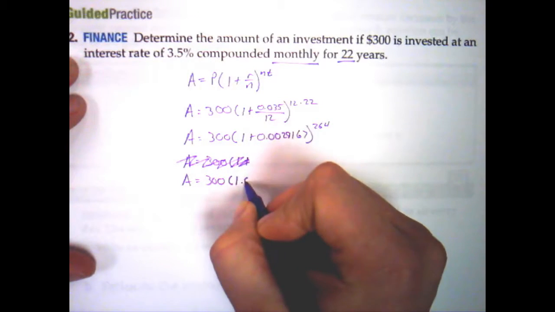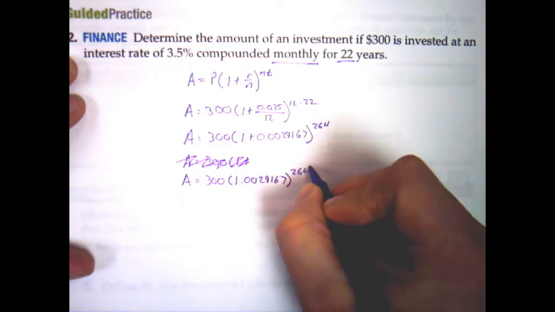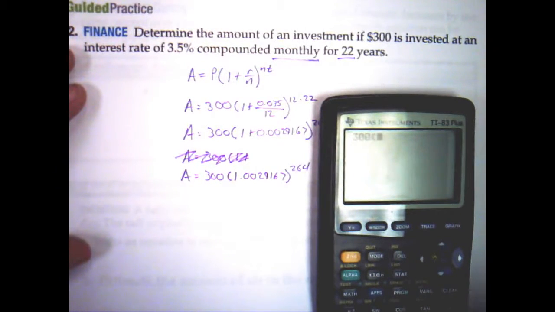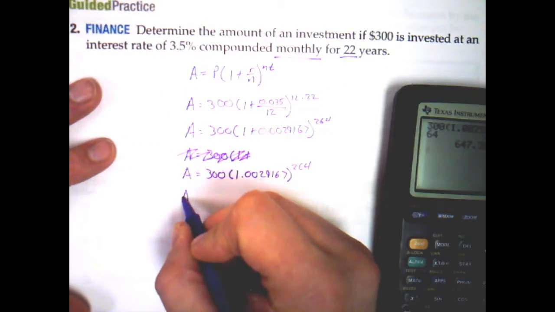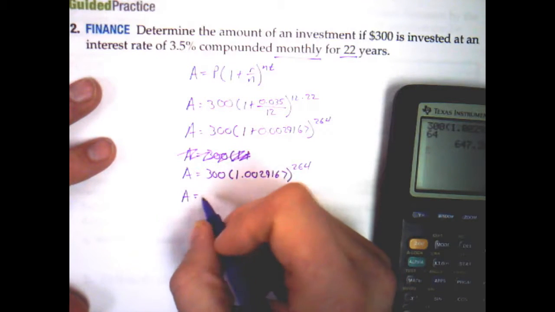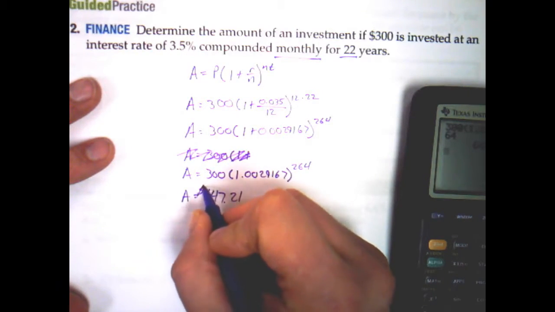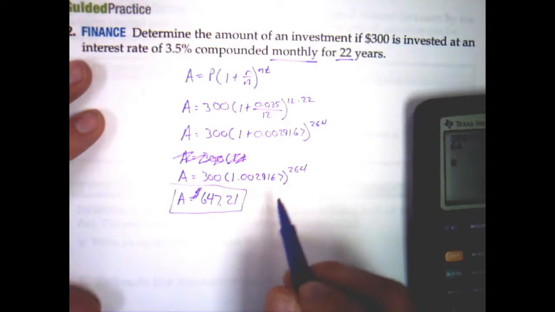300 times 1.002967 to the 264th power. And we'll plug it into the calculator. 300, you can put it in just exactly how it's written. 1.0029167 raised to the 264th power. And after 22 years, we managed to almost over double our money. $647.21.